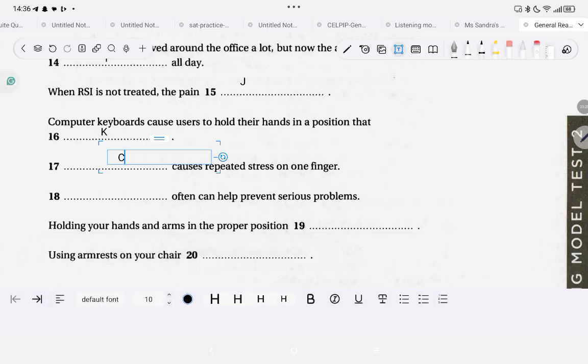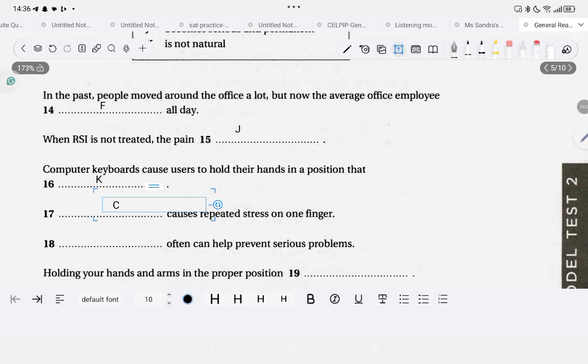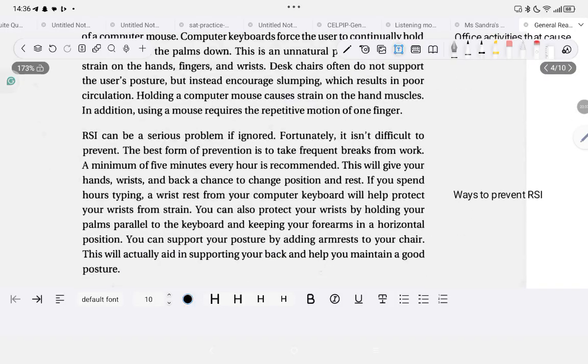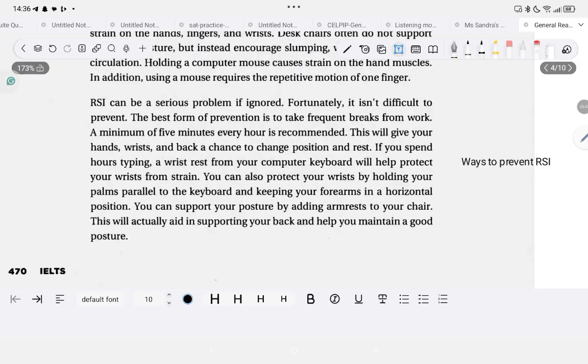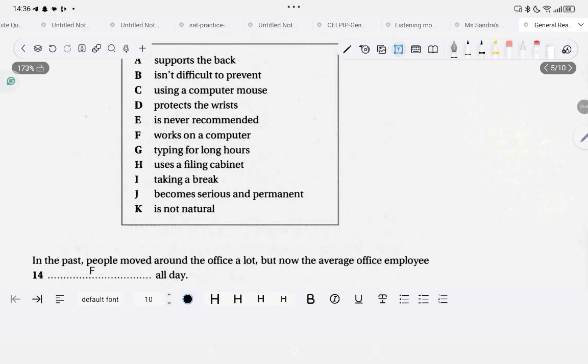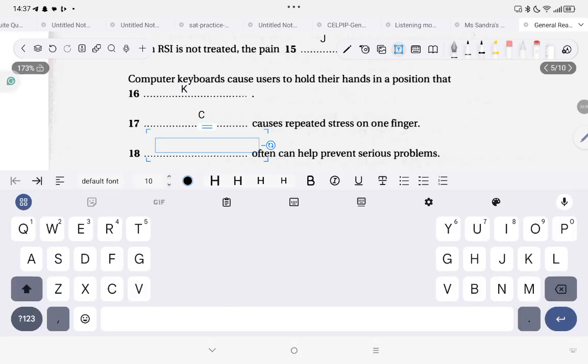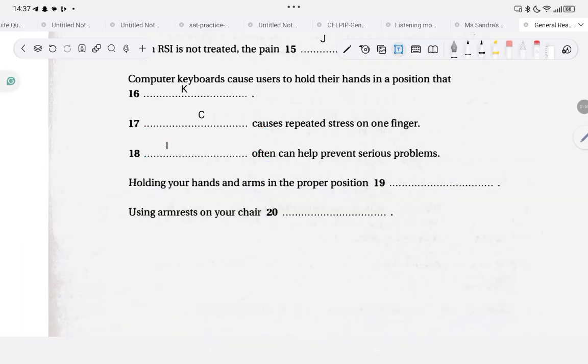Now, number 18 says dash often can help prevent serious problems. What can often help prevent serious problems? That should take us to the paragraph that talks about preventing RSI. So RSI can be a serious problem if ignored. Fortunately, it's difficult to prevent. The best form of prevention is to take frequent breaks from work. Okay, that should be it. Taking a break. I. So this is actually easy.